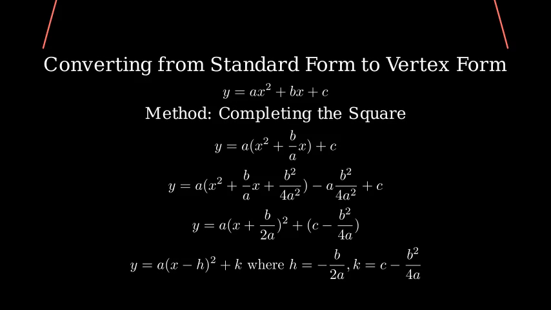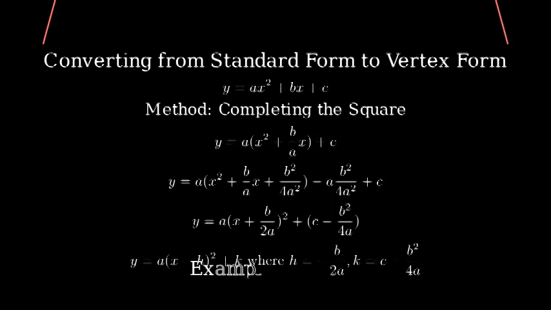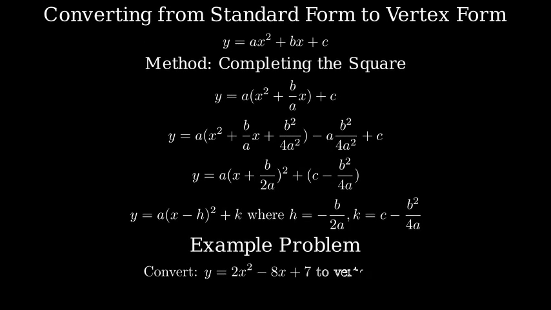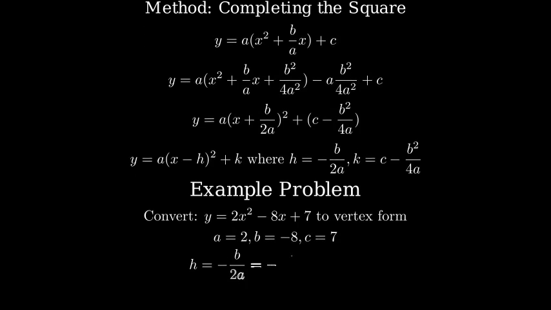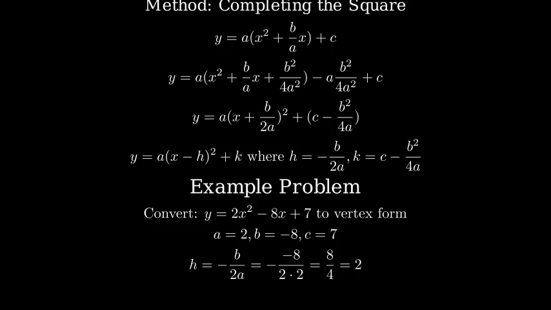Let's work through an example to practice this conversion. Convert the quadratic equation, y equals 2x squared minus 8x plus 7 from standard form to vertex form. First, let's identify the coefficients. a equals 2, b equals negative 8, and c equals 7. Now we can find h, which equals negative b divided by 2a. This gives us negative of negative 8 divided by 2 times 2, which equals 2.